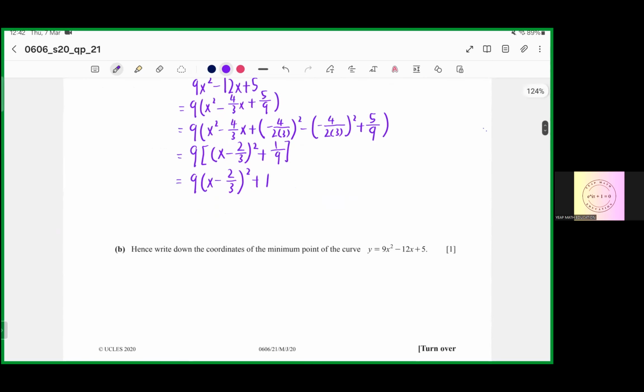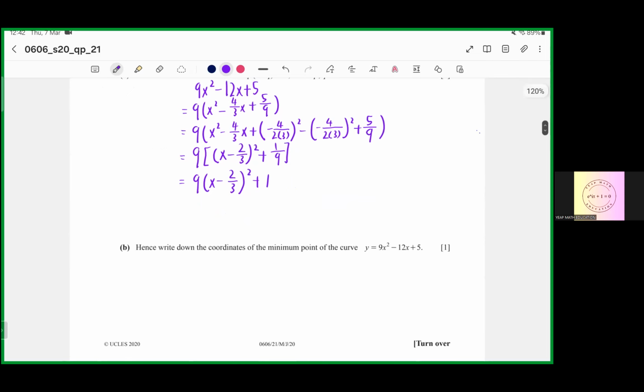Now we look at question B. Question B asks: hence write down the coordinates of the minimum point of the curve y equals 9x squared minus 12x plus 5. So it is quite easy. The minimum point is (2 over 3, 1).